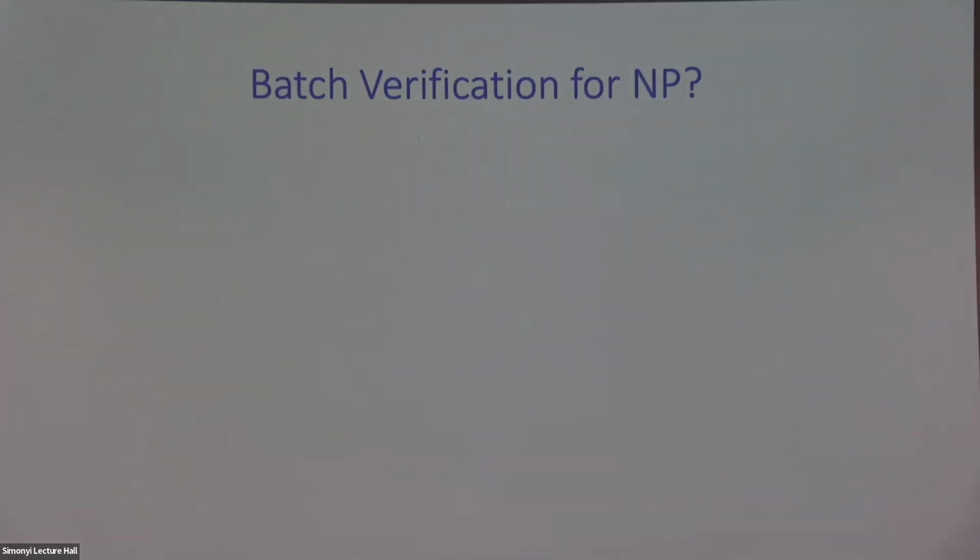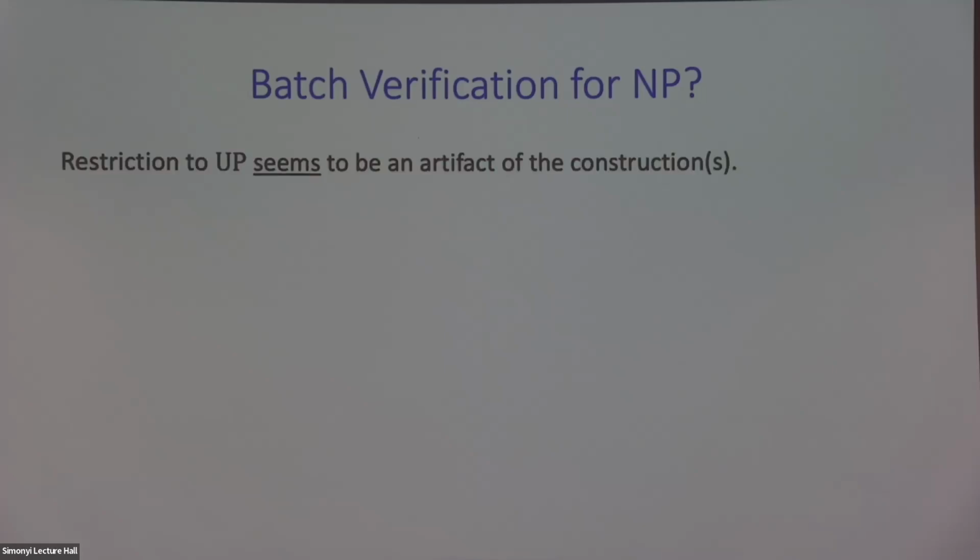And the main open question for me is, what is this UP thing? Why are we stuck with UP? Can we extend it to all of NP? That's what we would like to show. It seems like the restriction to UP is because of the proof techniques. We had different approaches, but all of them were using UP in one way or the other. It seems to be an artifact of the constructions.